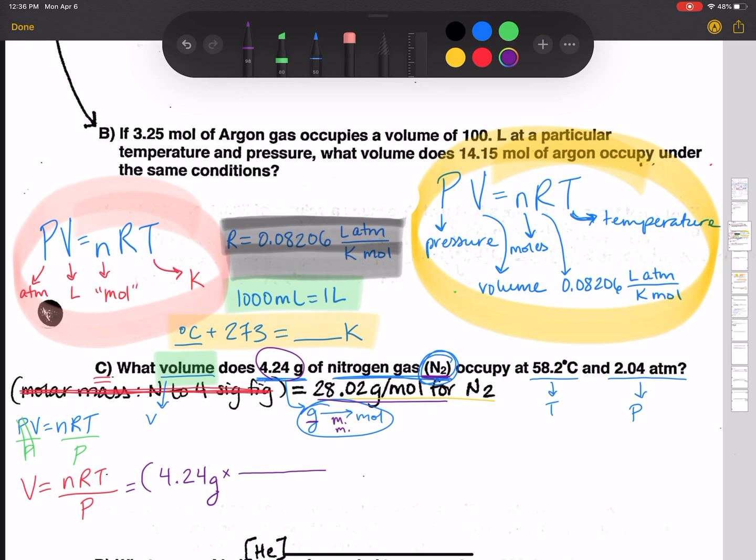I want grams to cancel, so I'm going to say 28.02 grams in my denominator, and I'm going to write 1 mole in my numerator. Normally, we would take the time to write out N2. I'm not going to include that for this. You're welcome to do so if you feel better. I'm just trying to conserve a little bit of space here and make it less congested. So now my grams and my grams cancel out, and I'm left with moles, which is what I want for N.